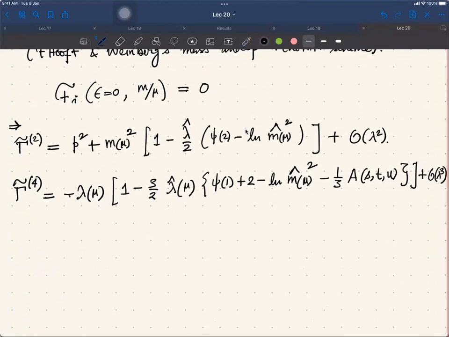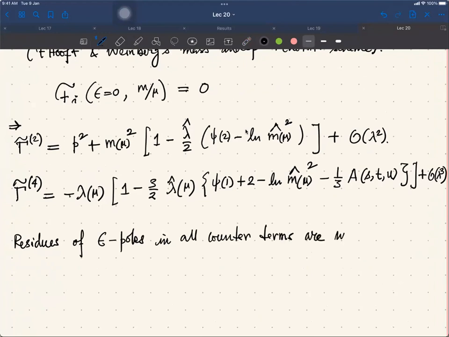the residues of epsilon poles in all counter terms are mass independent.